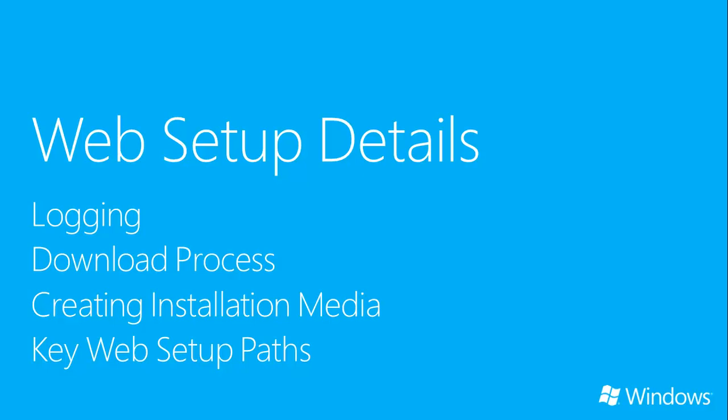Okay, in this next section we're going to be talking through some of the details related to web setup. When the upgrade assistant is downloaded and run, it expands all of the web setup components into this folder in your application data folder, which is %localappdata%, called Microsoft/websetup/sources. A shortcut named Install Windows is also placed on the desktop, and it's pointing to the websetup.exe in this location. The shortcut can be used to relaunch setup later if you want to.